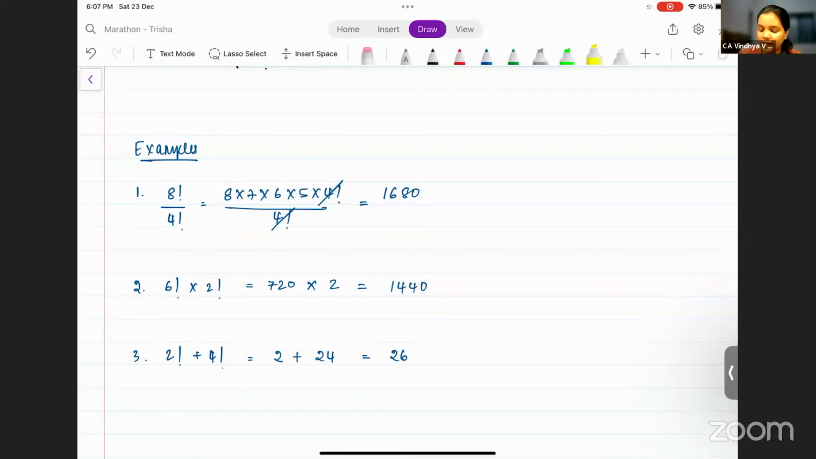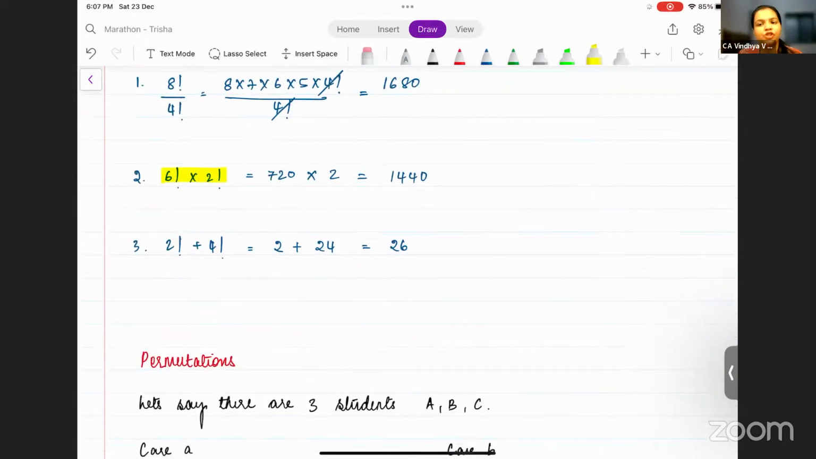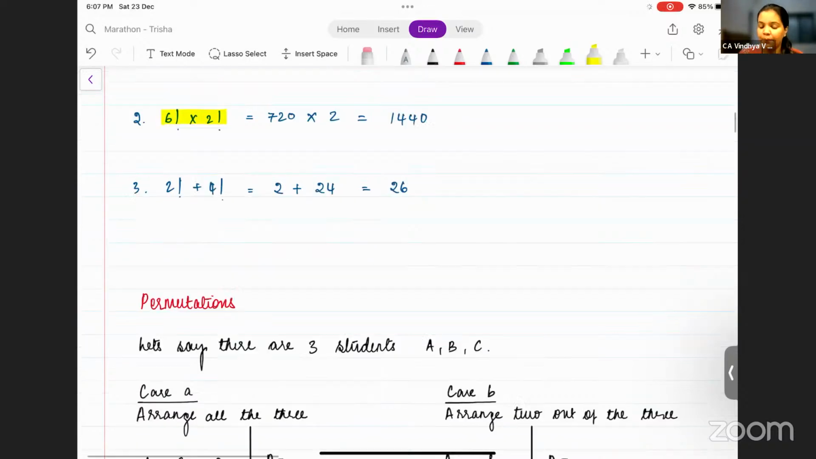Okay. Similarly here, second example, 6 factorial into 2 factorial. You cannot multiply 6 into 2, 12. No. You have to find the value of 6 factorial, find the value of 2 factorial, and then find the final answer. Same thing with addition and subtraction. So whenever factorials are given, you cannot multiply them or divide them as it is. You have to either find the value or you can cancel same values in the factorial. 4 factorial can be cancelled. All right. This is your basics before we start with permutations.